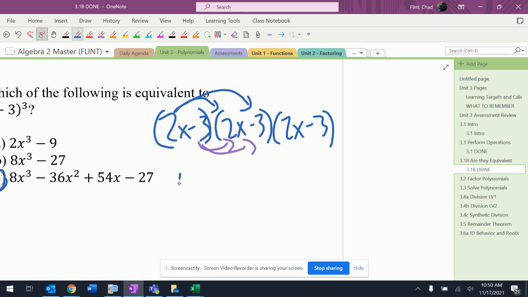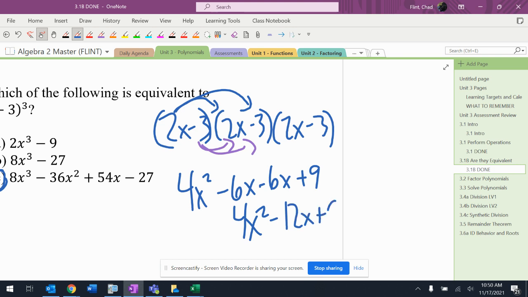So 2x times 2x is 4x squared. 2x times negative 3 is negative 6x. Negative 3 times 2x is negative 6x. Negative 3 times negative 3 is positive 9. So it gives me 4x squared minus 12x plus 9. And then 2x minus 3.